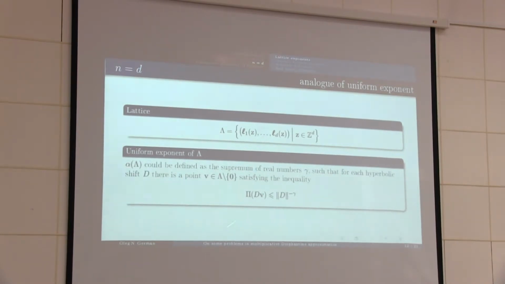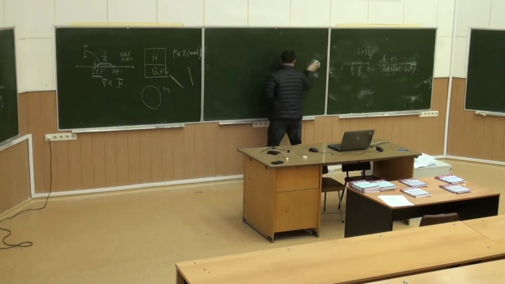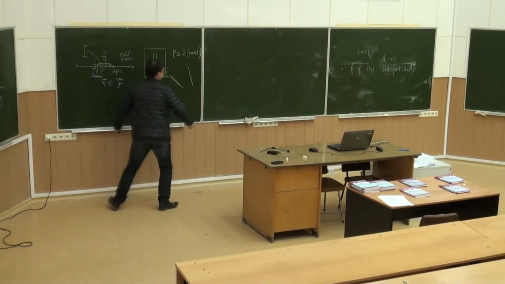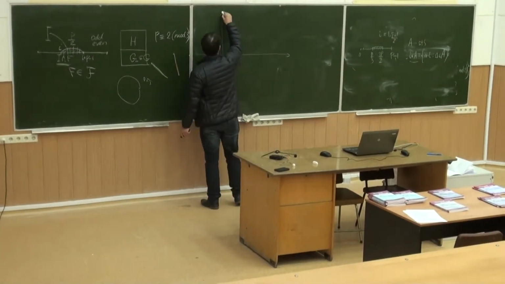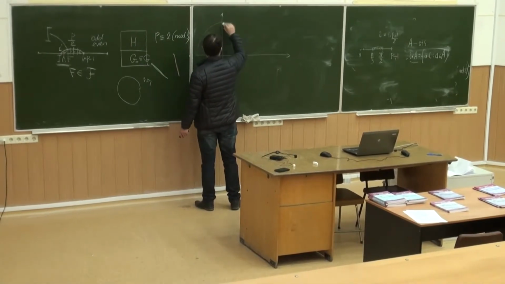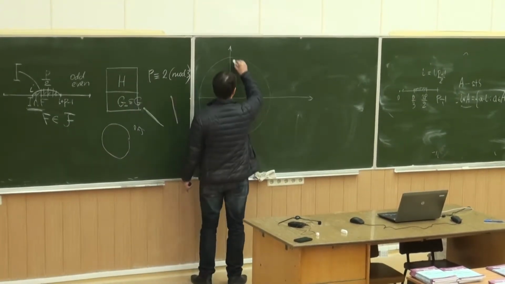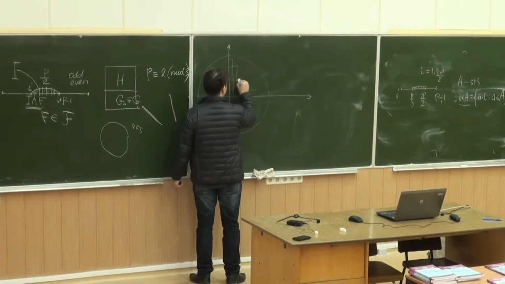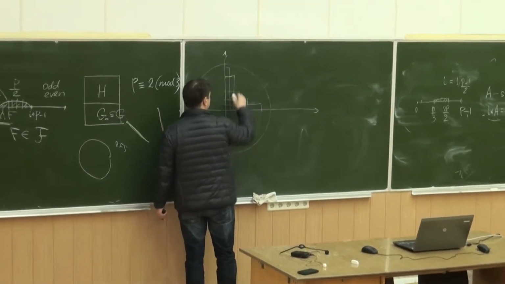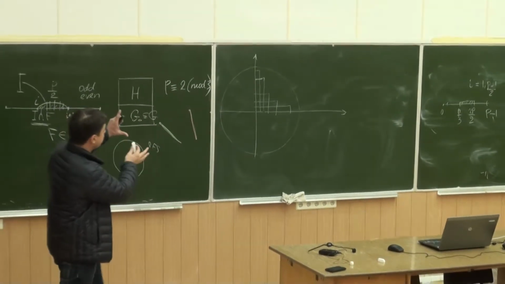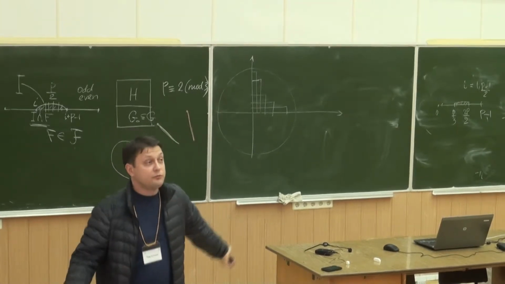If we try to define the corresponding analog of the uniform exponent, then, if here we have this inequality, we must take a look at a family of parallelepipeds, a family of boxes. Their sides, we are interested in the volumes of these boxes.